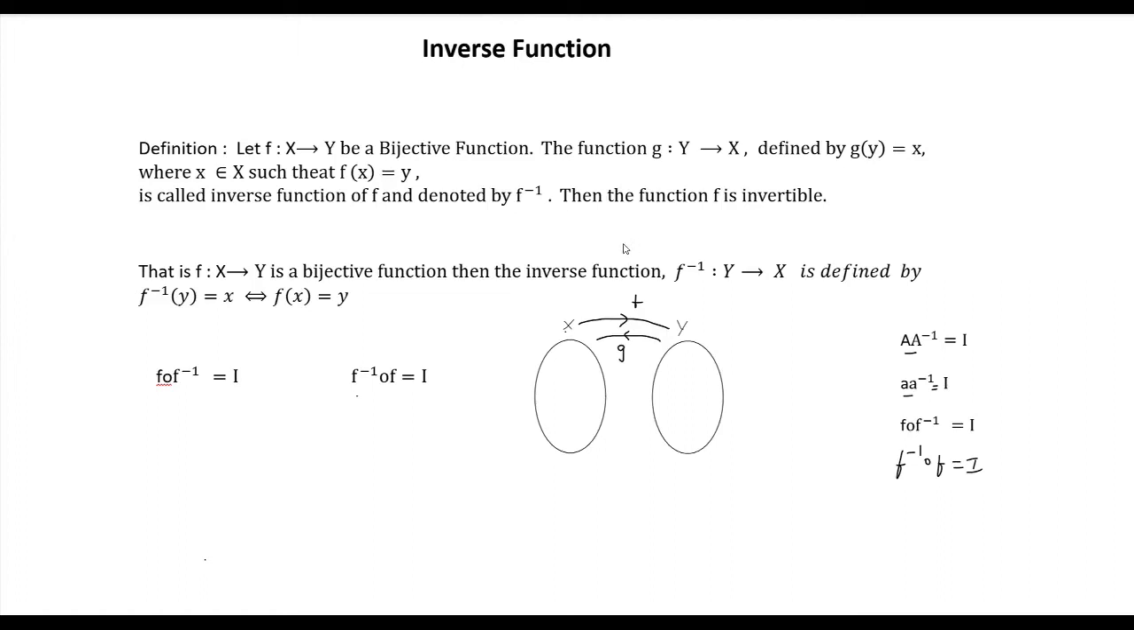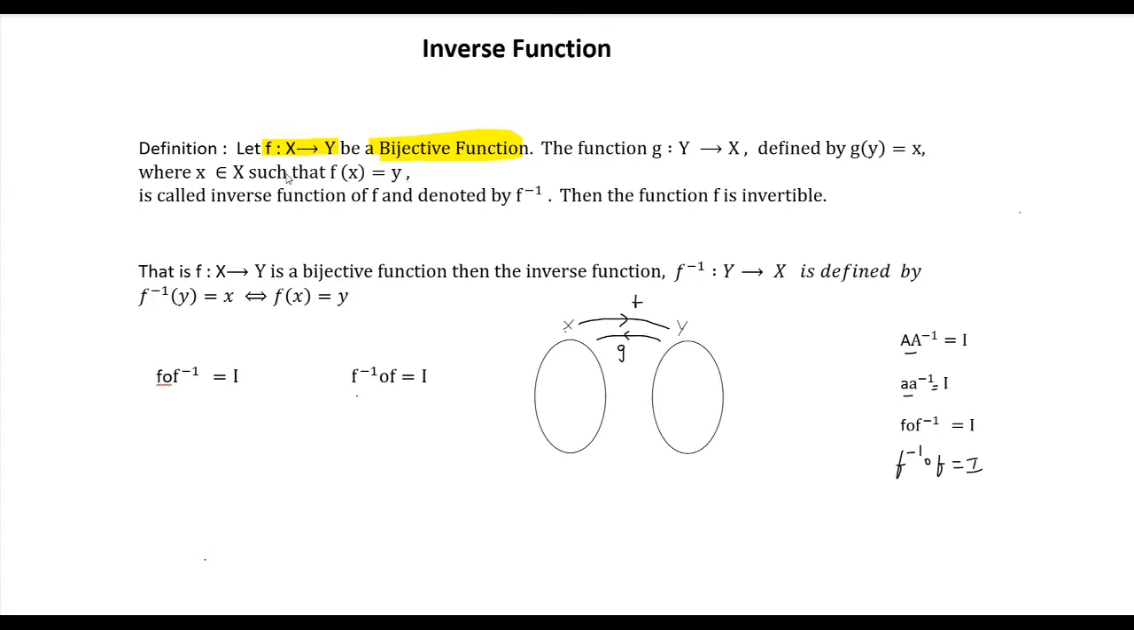Dear students, in this video, we will understand what is an inverse of a function, and also we will find the inverse of the given function. Let us check the definition. If a function f is defined from x to y, and it is a bijective function. What is a bijective function? A function which is both 1-1 and onto is called a bijective function.